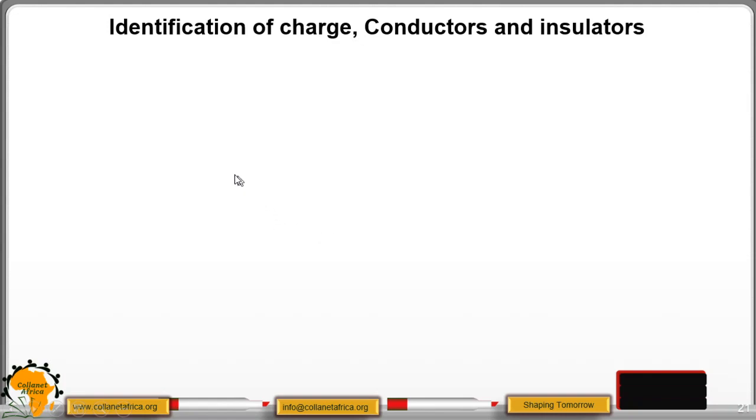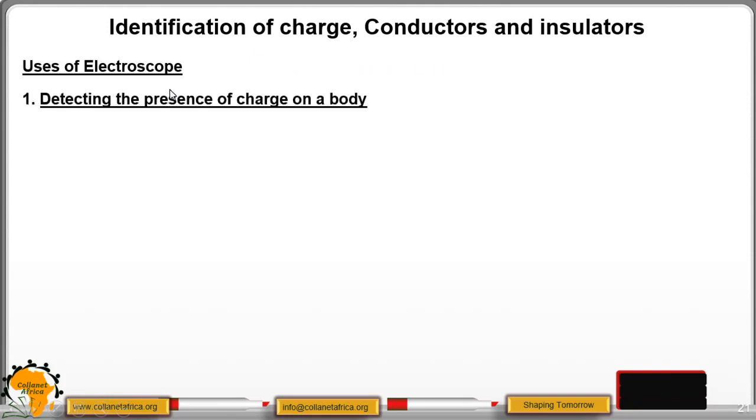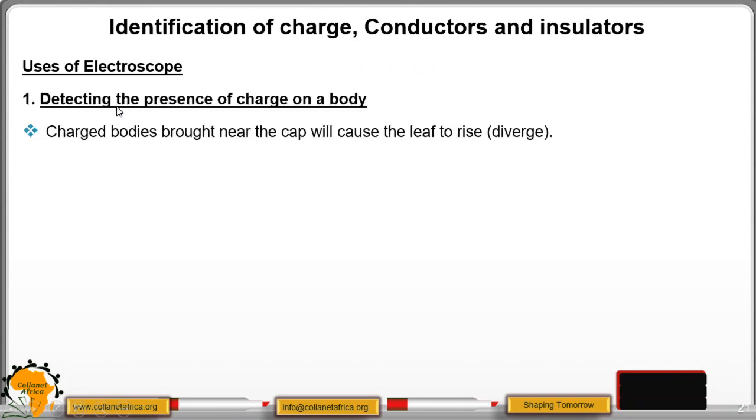Hello students, welcome to today's lesson where we are going to look at identification of charge, conductors and insulators, and this is under the uses of electroscope. We start with the first one, detecting the presence of charge on a body.